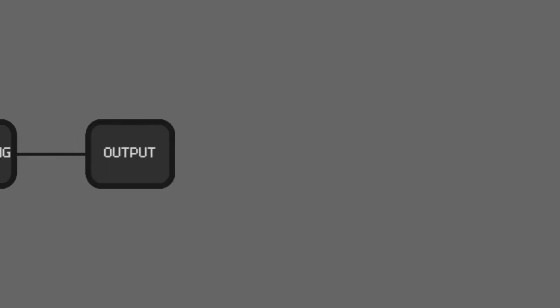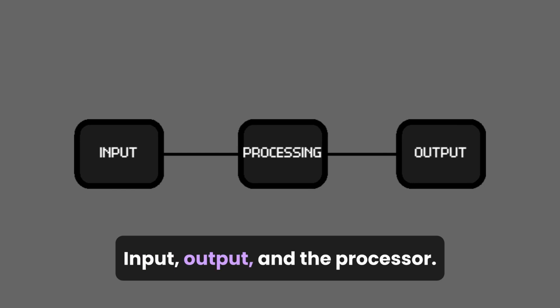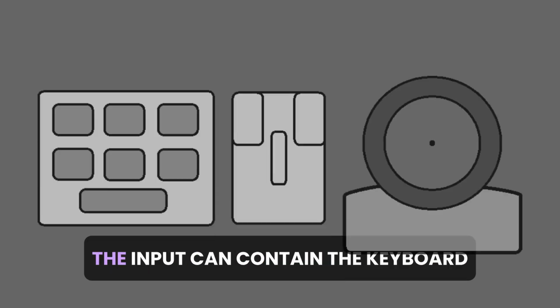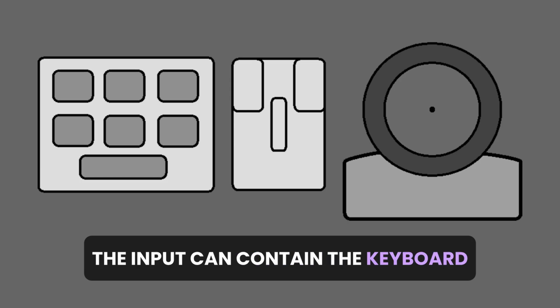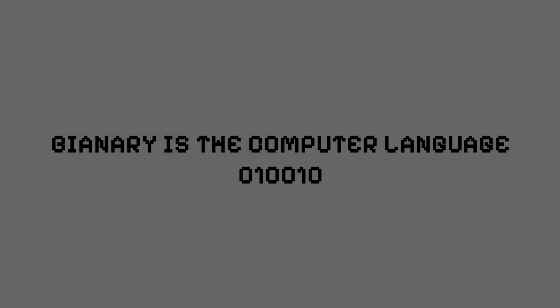A computer consists of three components: input, output, and the processor. The input can contain the keyboard, the camera, or the mouse. They send a binary value.